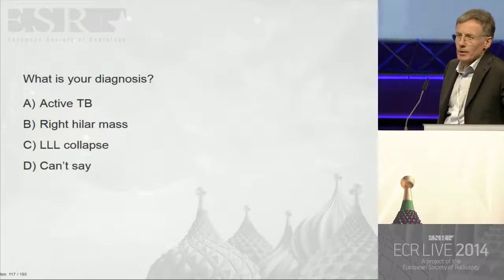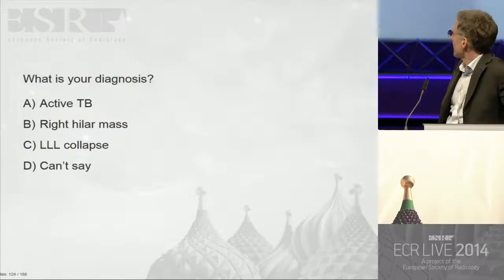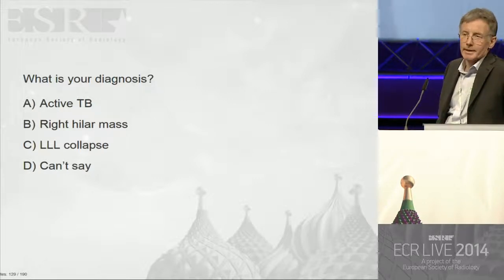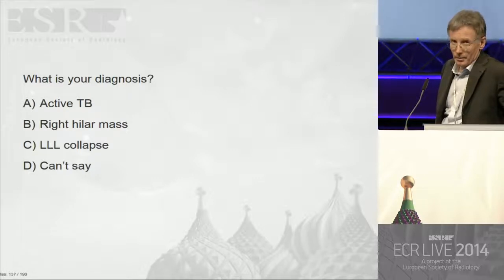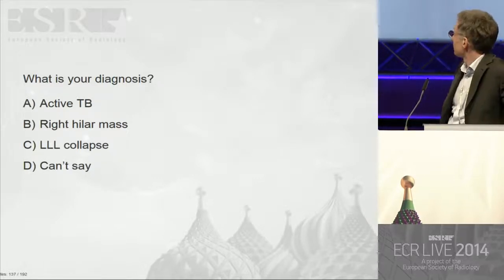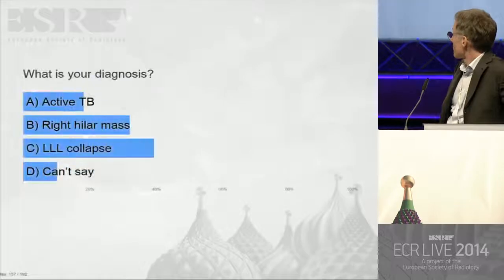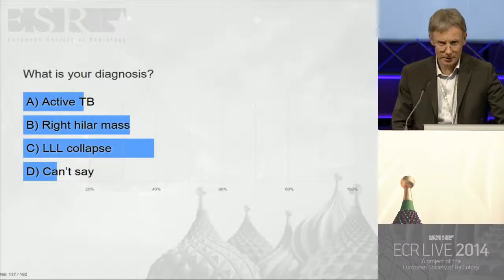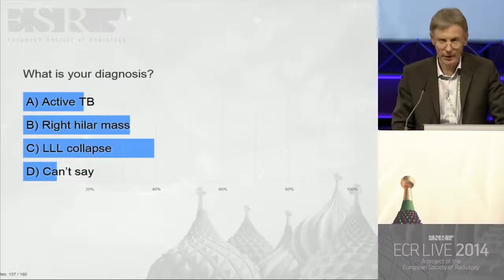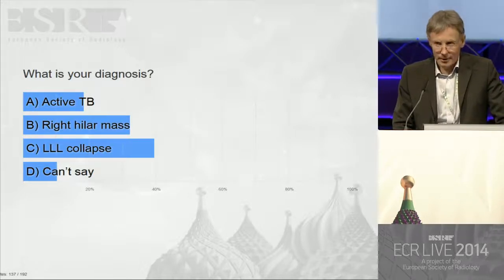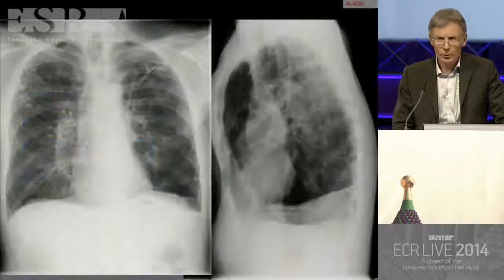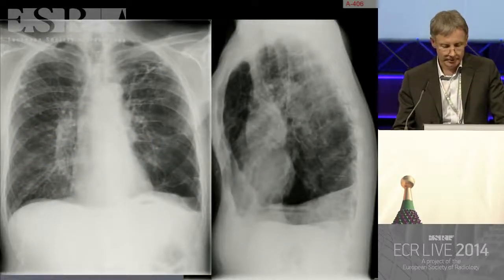There are many abnormalities on these two films, and I'm going to take you through them. The most important abnormality was not seen. So please let us see the results. Oh, very good. Congratulations for those of you who saw and identified correctly left lower lobe collapse, which is the correct answer. Now, what do we see on these films?